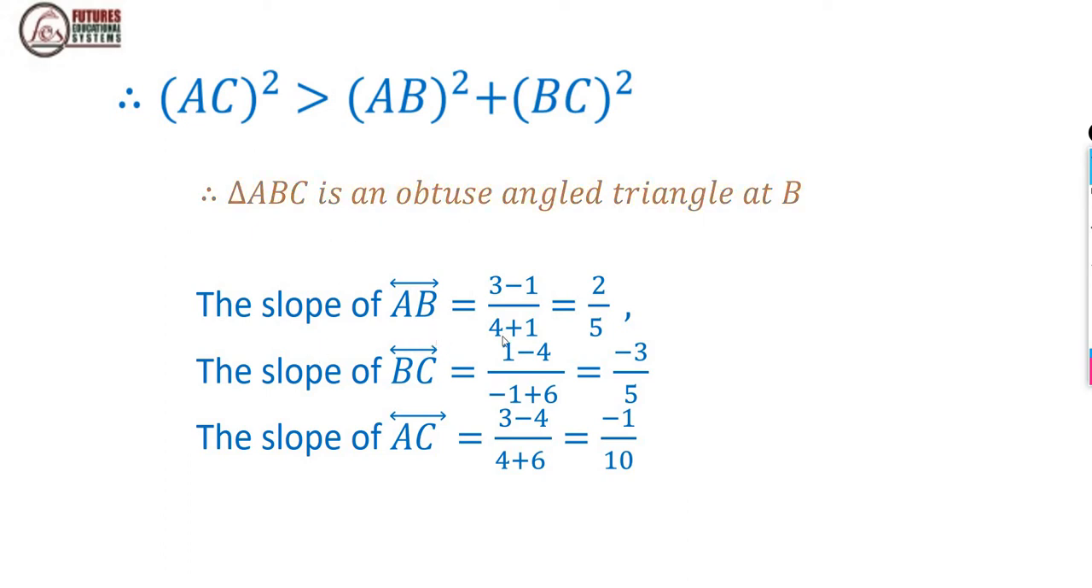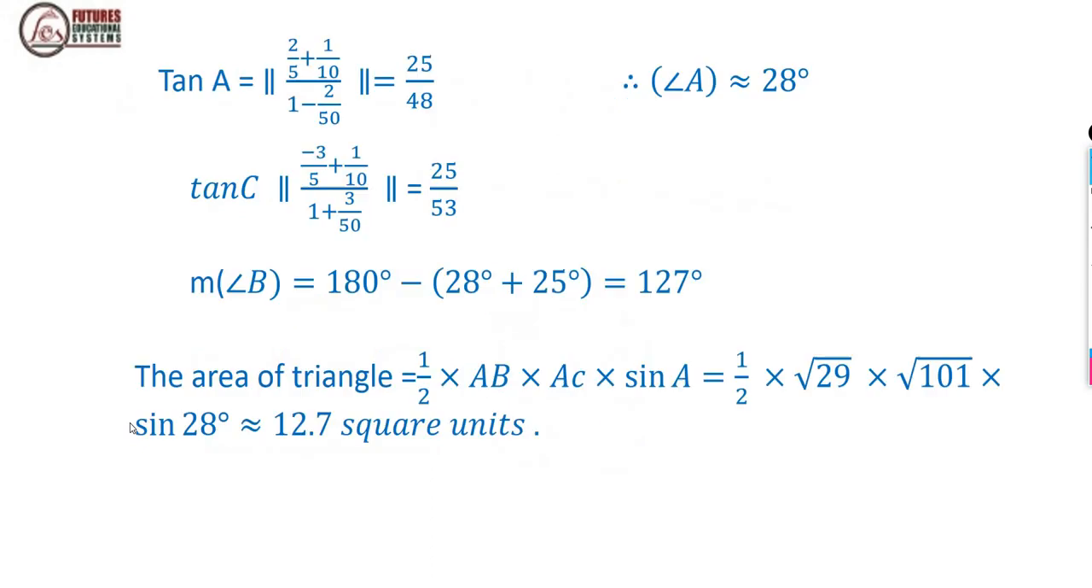The slope of AB equals the difference in y over the difference in x, which gives 2 over 5. The slope of BC equals the difference in y over the difference in x, which gives negative 3 over 5. The slope of AC equals negative 1 over 10. We have the slopes of AB, BC and AC.